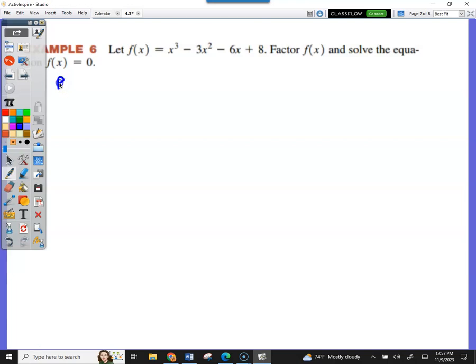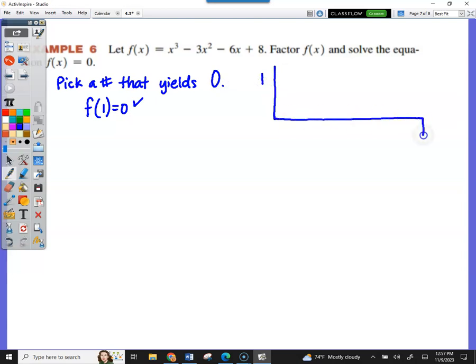So let's take some notes. Pick a number that yields 0, meaning when you plug it in, you get 0. So we picked 1, we plugged it in, we got 0, I'm putting a check mark, okay, I'm good to go. I'm going to work with the number 1. Put the 1 on the outside. There's no sign changing here because that was the 0. That was not a factor, right?